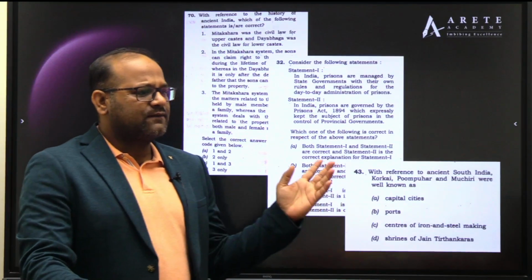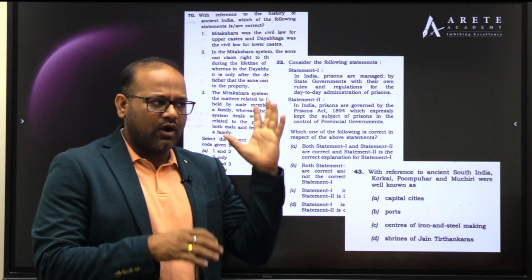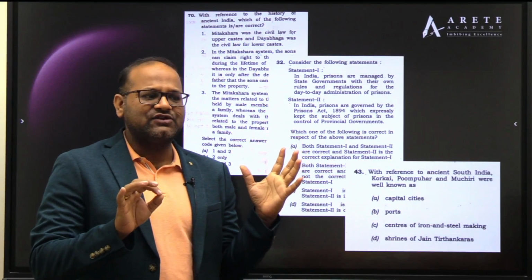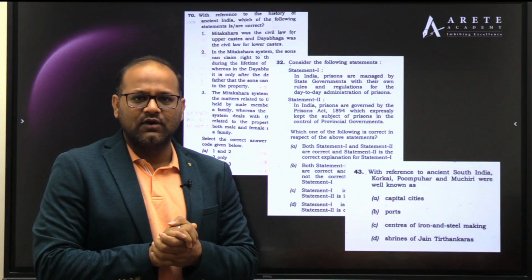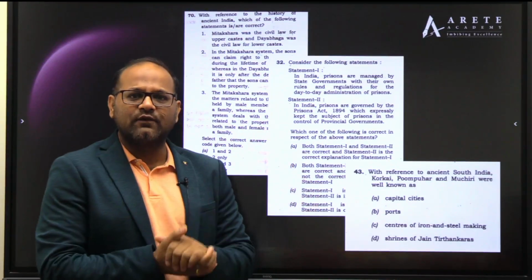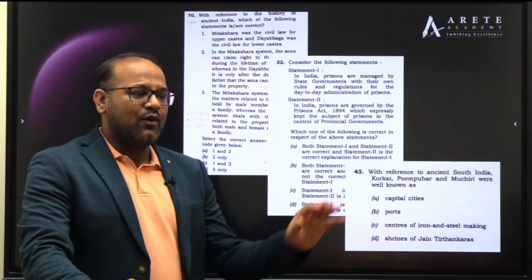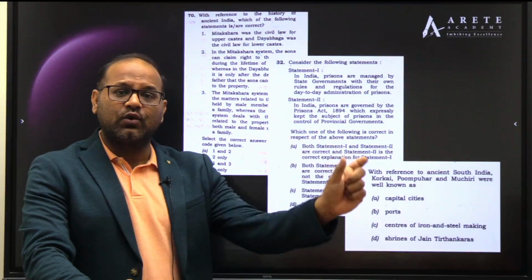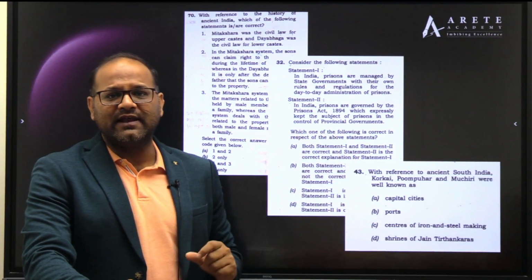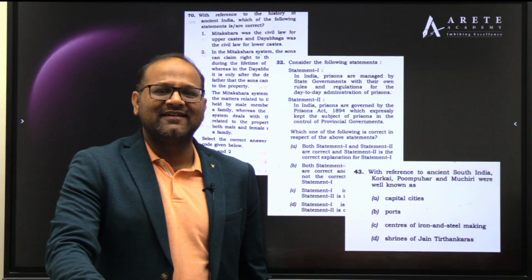So here I have taken a few questions. This question is about the Mitakshara system. The statement is starting with ancient history. What about the Mitakshara system? On prima facie, it looks like a question from ancient history. Definitely it is a question from ancient history. But why was it asked in 2021? Because there was a Supreme Court ruling, a Supreme Court judgment with respect to the inheritance rights of women in ancestral property.